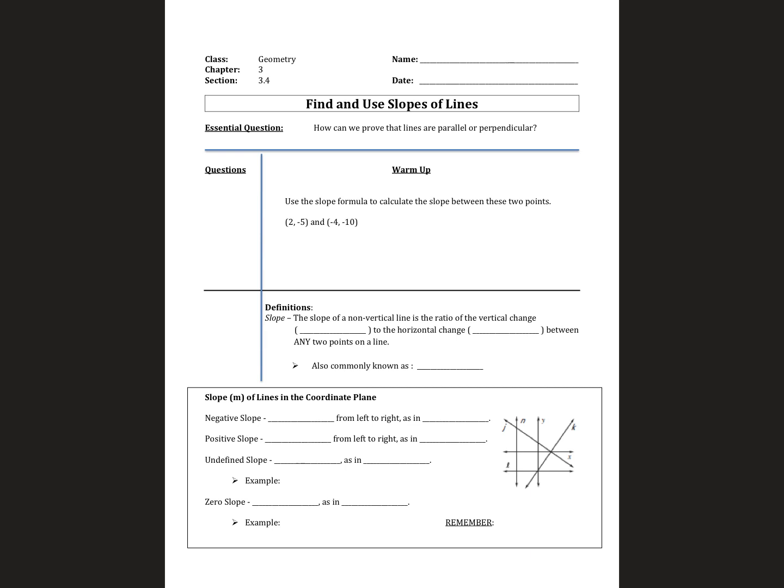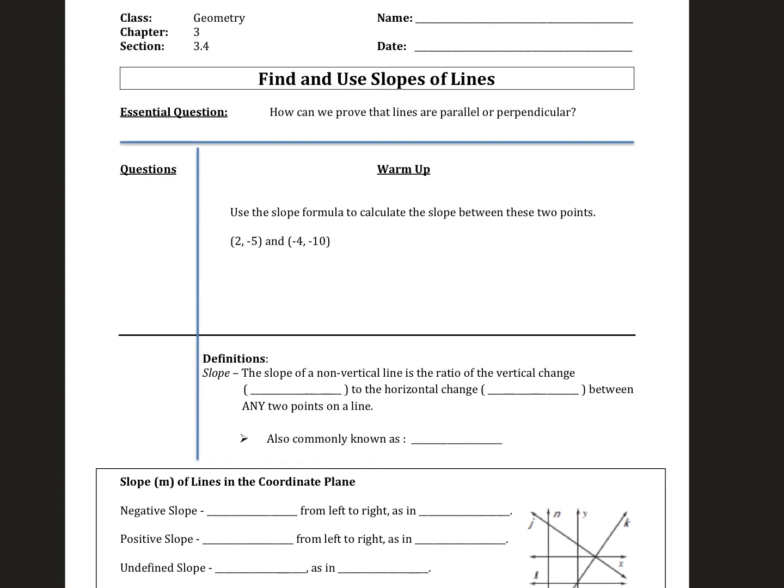We're continuing with 3.4. The name of this lesson is Find and Use Slopes of Lines, and the essential question is how can we prove that lines are parallel or perpendicular? All right, so we are going to do a warm-up here. It says use the slope formula to calculate the slope between these 2 points.